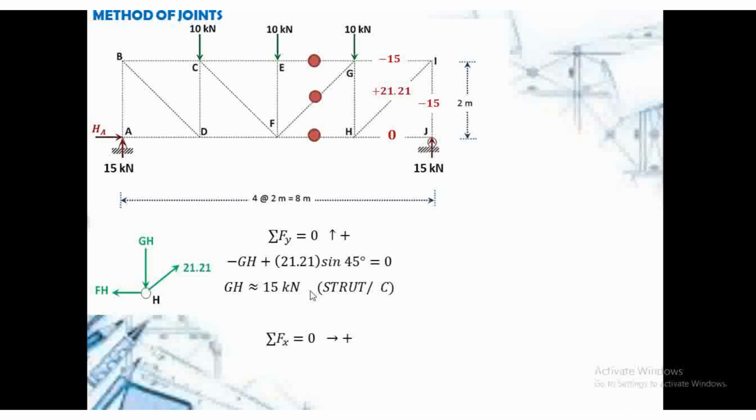If I take summation of forces along the x-axis, my FH is negative. The horizontal component of 21.21 is 21.21 multiplied by cosine of 45 degrees. So my FH is equal to 15 kilonewtons. Again, FH is away from the point, so that is a tie. Nasolve ko na yung isang unknown, yung FH. Mayroon pa akong FG and EG. Again, pili ako ulit ng isang joint kung saan makukuha ko na si EG at saka si FG.